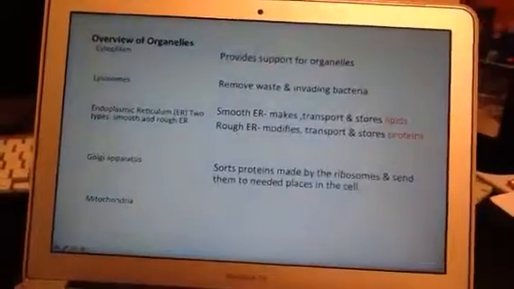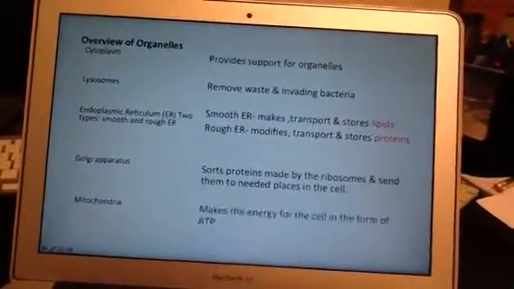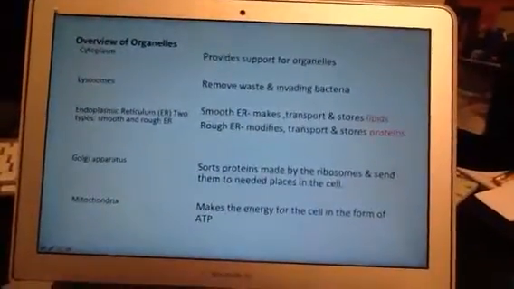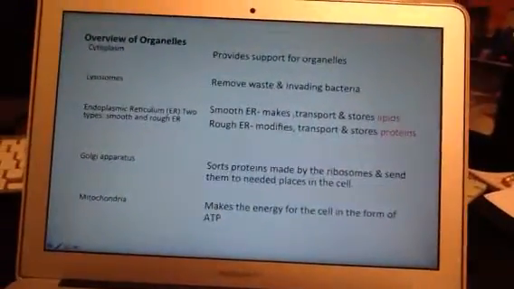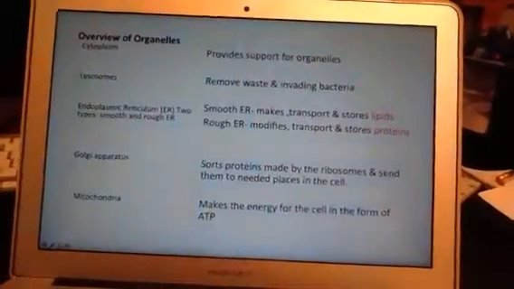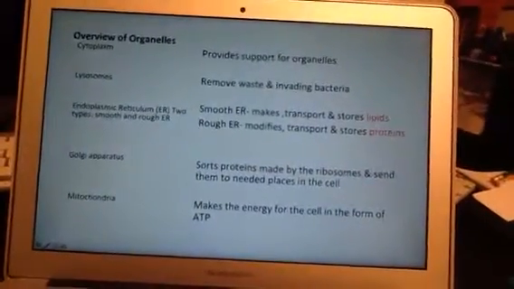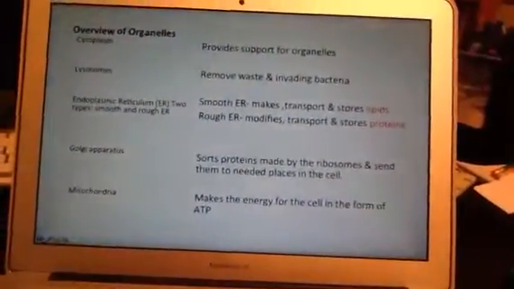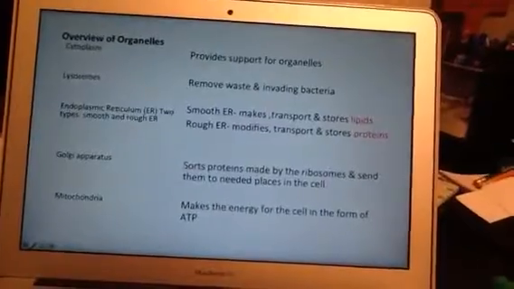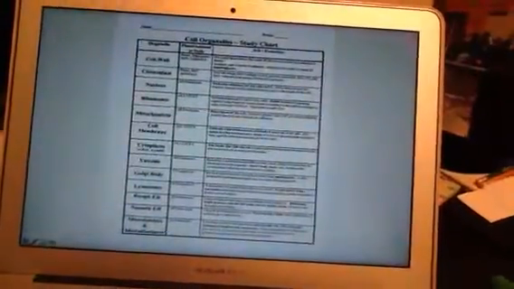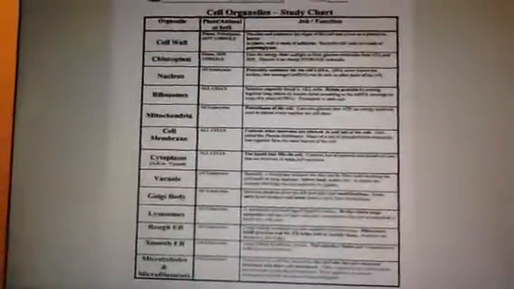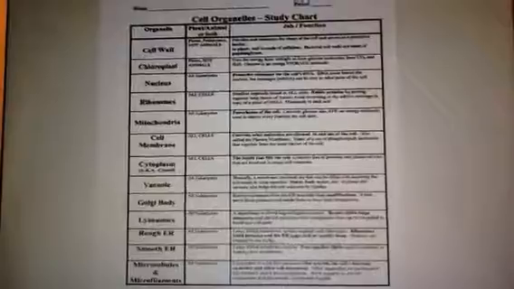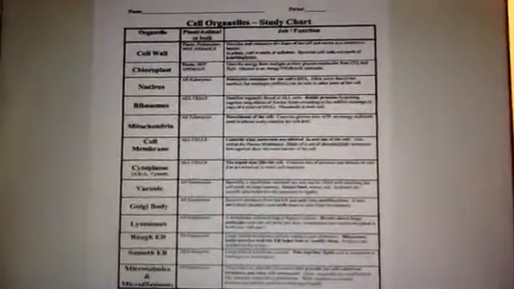Then the mitochondria is the powerhouse of the cell, because it makes most of the energy for the cell, and the form of energy is ATP, and mitochondria makes the ATP from glucose. And here is a nice table for you to study on your own. So pick one as you leave, and make sure you put your name on it.